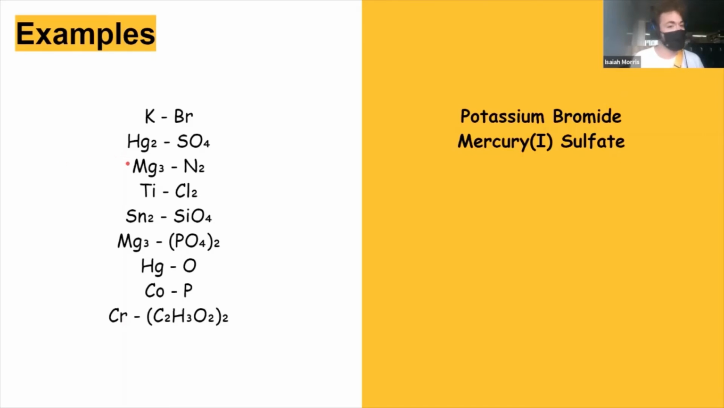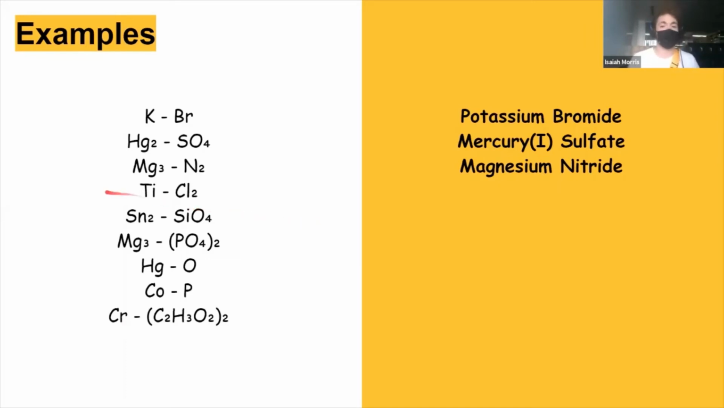Moving on to this next example. Would anyone like to take a crack at this? Is it magnesium nitride? There you go. Nice job. Yes, magnesium nitride is correct. Nice job, Haley. You had that first metal, that magnesium, right? We identified that was the cation. Then we had that anion, the nitrogen. You add that suffix of "ide," and there you go, magnesium nitride.